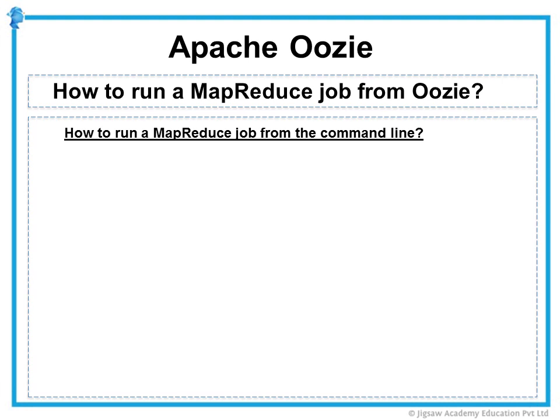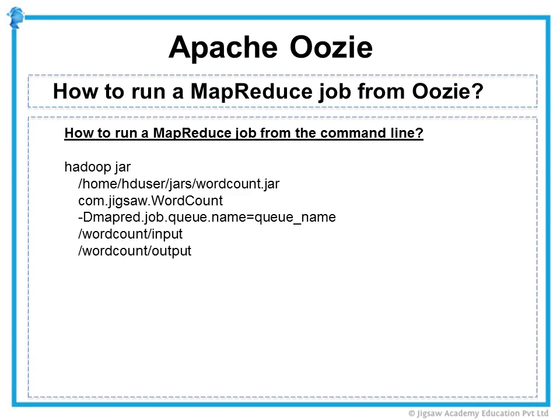So here we use the hadoop jar command for the same, right? So what we're doing here is we are providing the jar file path, the name of the class from the jar file that needs to be run, the MapReduce queue name, which is basically an optional parameter, and the input file path for my MapReduce job, and finally where the MapReduce job should write its output.